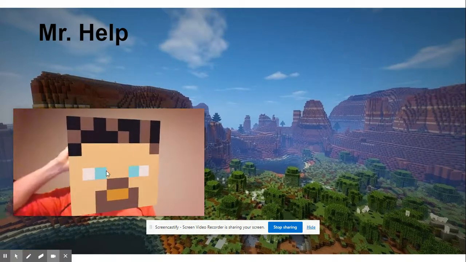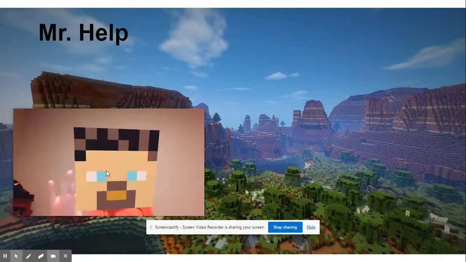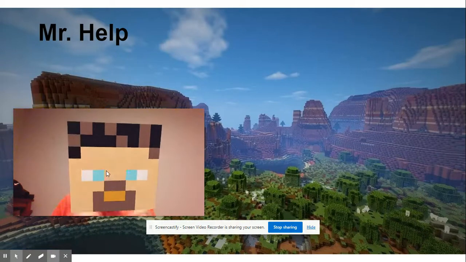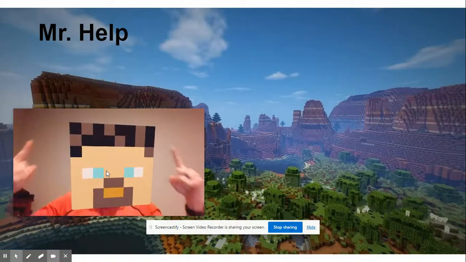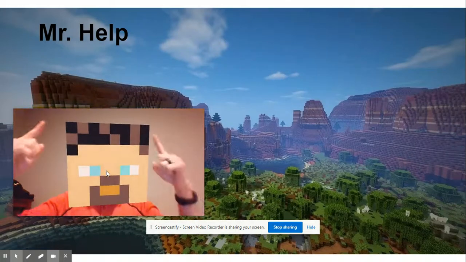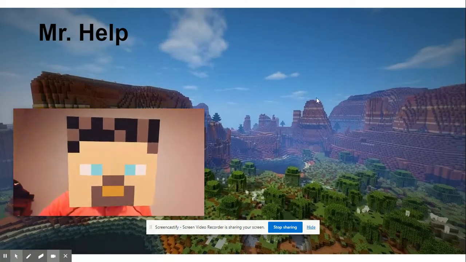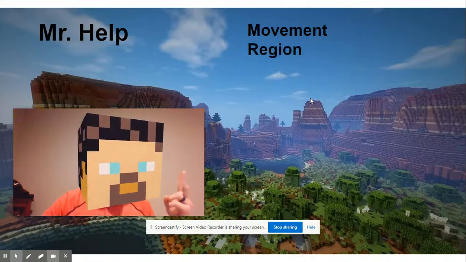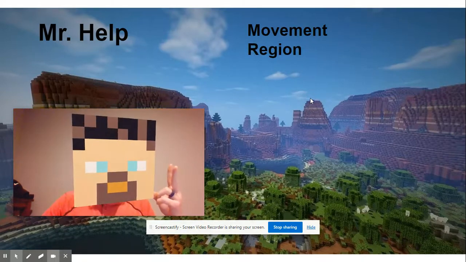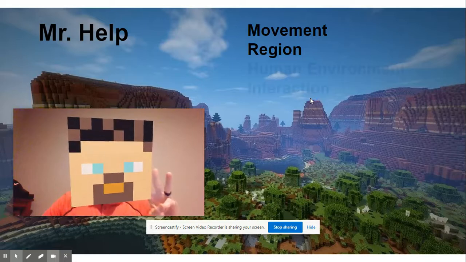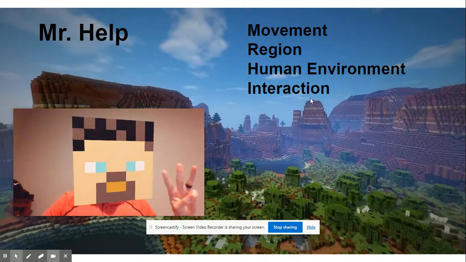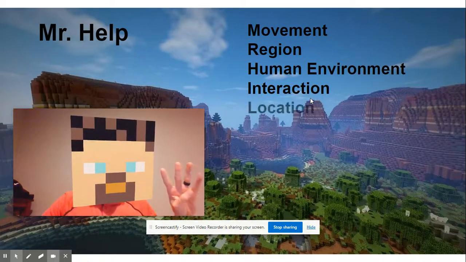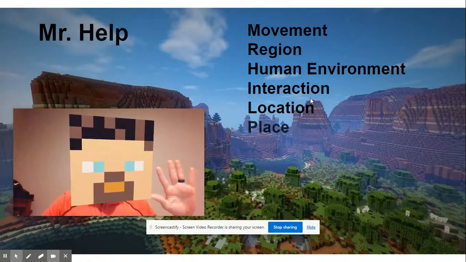So, first off, I know that my standard wants me to remember the five. So, what's a fun, easy way for me, Mr. Lacefield, to remember the five themes of geography? Well, just remember Mr. Help. So, M stands for movement, R stands for region. The HE is going to be a little combo there. So, number three, human environment interaction. Number four, location. And number five, place.